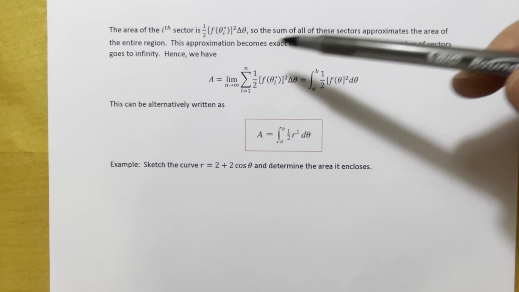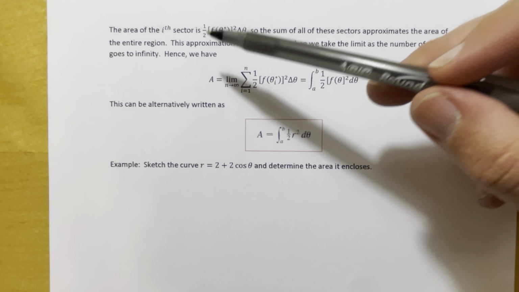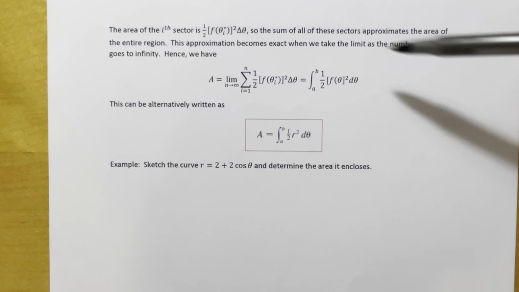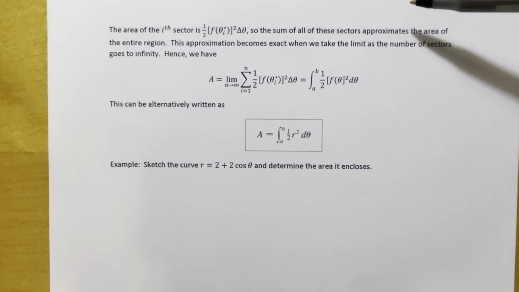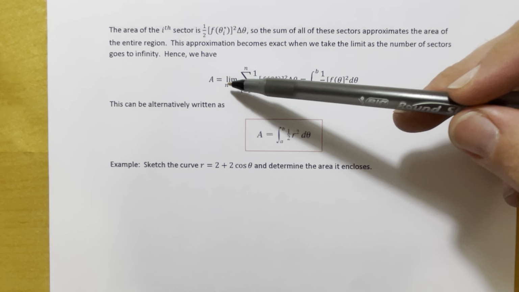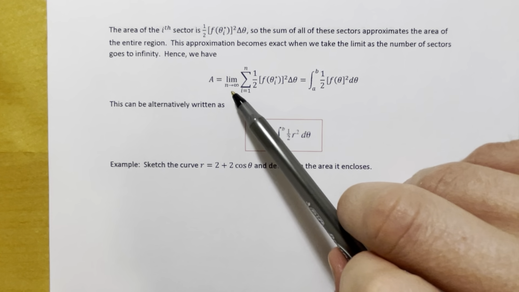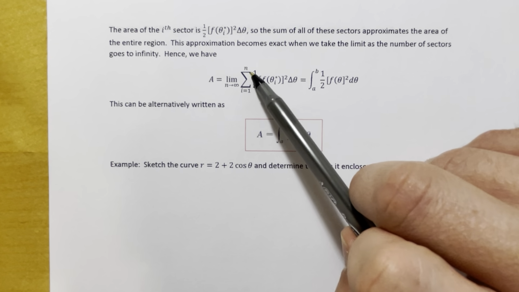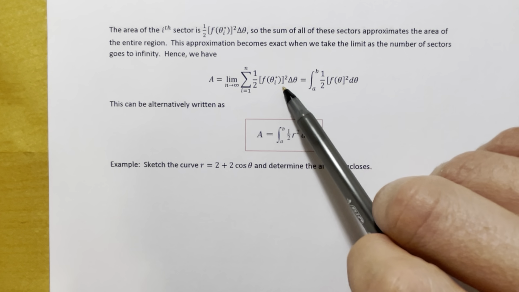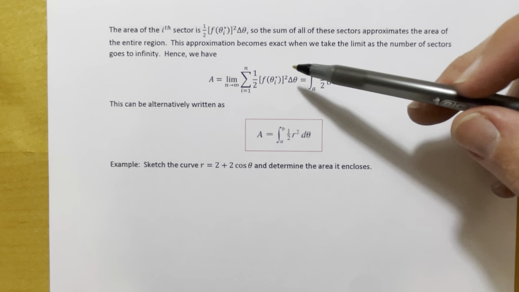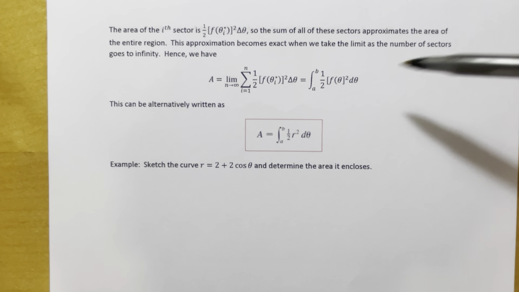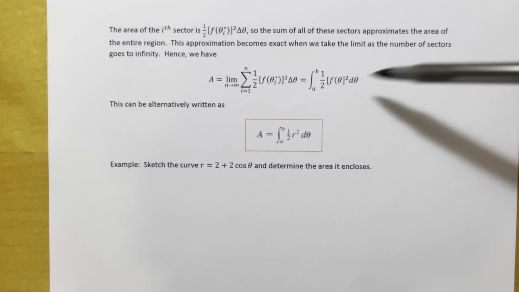But the goal is to sum all of those up, to add up all of those approximations. And like you would expect with a Riemann sum, which is what this is turning into, if we take the limit as the number of those sectors goes to infinity, then our approximation becomes exact. So we're looking at the limit as n goes to infinity of this sum right here, where this is the area of each of those sectors. This limit turns that Riemann sum into an integral, and here's what the integral looks like.